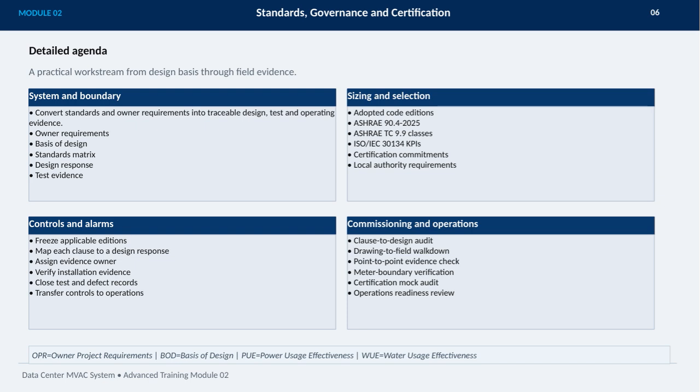Finally, commissioning and operations involve thorough audits and reviews. This includes a clause-to-design audit, drawing-to-field walkdowns, point-to-point evidence checks, meter boundary verification, certification mock audits, and an operations readiness review. Throughout, keep in mind key terms like OPR for owner project requirements, BOD for basis of design, and metrics like PUE and WUE that help measure efficiency. This detailed, workstream approach ensures that every step is documented and compliant, setting a strong foundation for successful certification.